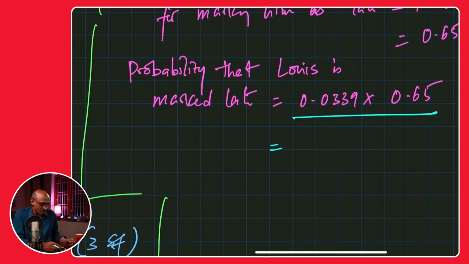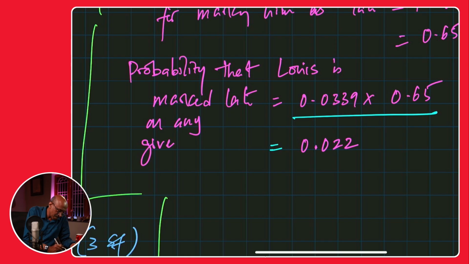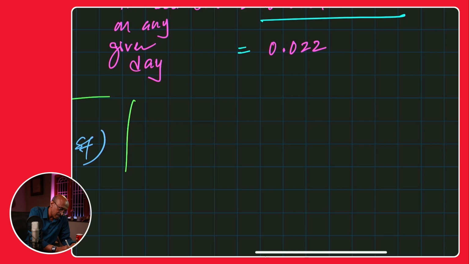And coming back to the question, we can write this value as 0.022. I showed that earlier step so that you can see how to bring back as many digits as possible to preserve accuracy, okay? I did that only for this part. This is the probability that Louis is marked late on any given day.